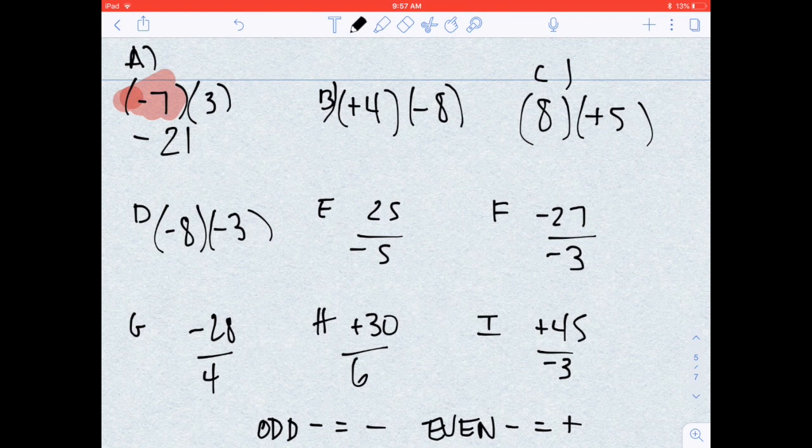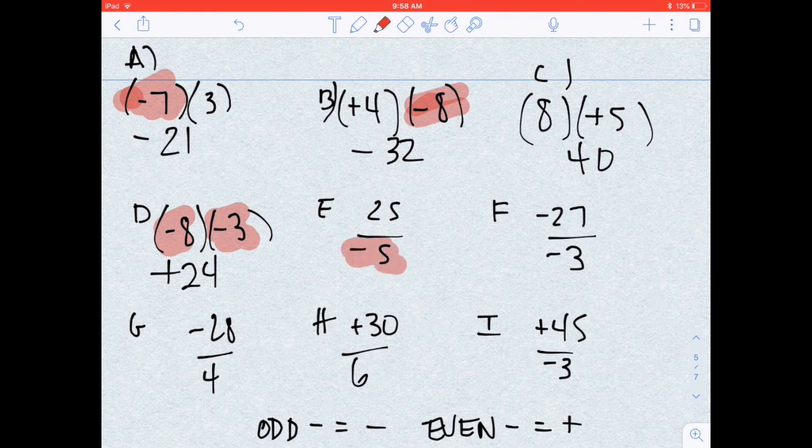Letter B, I have positive 4 times negative 8. I have 1 negative, so it's odd. So I'm going to get a negative answer, negative 32. On letter C, 8 times positive 5. Everybody's positive. I don't even worry about my negatives. I get 40. Letter D, I have negative 8 times negative 3. I have 2 negatives, so that's an even number of negatives, so I know I'm going to get a positive answer, 24.